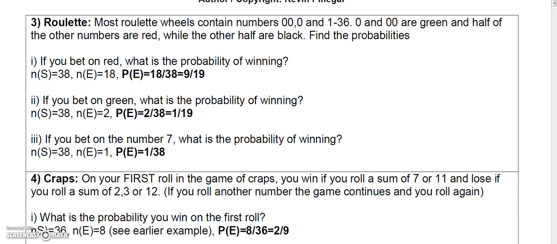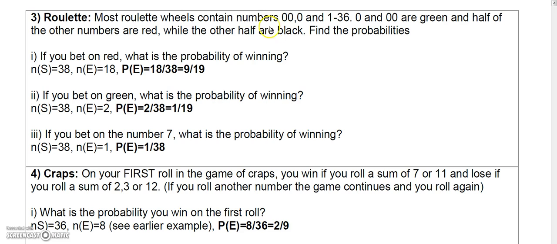Okay, let's talk about roulette real quick. Most roulette wheels contain the numbers 0, 00, and 1 through 36. The 0 and 00 are green, and half of the other numbers are red while the other half are black. So if you bet on red, what's the probability of winning? Well, remember there's 38 total spaces. There's 1 through 36, red and black, and then there's these 2 zero spots. So that's 38, and there's 18 red, so 18 out of 38 would be the probability that you win.